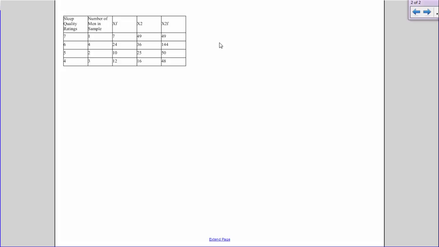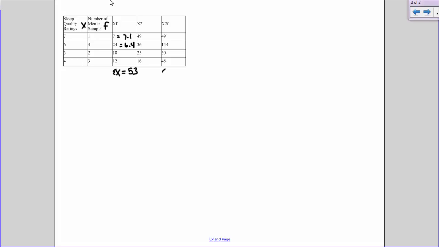The first thing that we want to look at is that at some point I'm going to need my sum of x to calculate my sample mean. So if I take each x times each f, 7 times 1 is 7, 6 times 4 is 24, all the way down, add those together, and I get my sum of x, which is equal to 53.